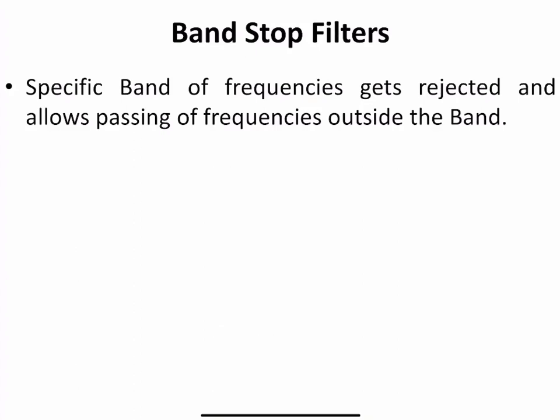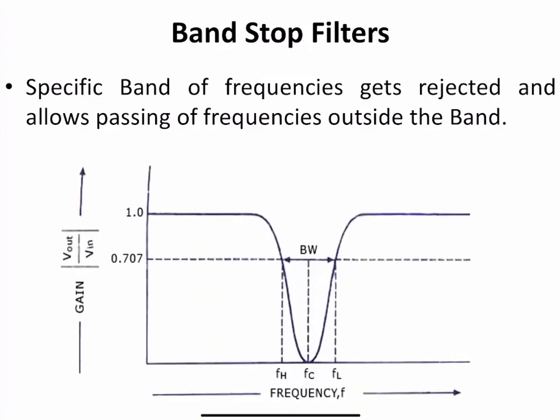Next is band stop filter. It rejects some specific band of frequencies and it passes frequencies outside the band. It is just opposite of the band pass filter. In the frequency response of the band stop filter, you can see between frequency FL and FH there is a stop band, above FH and below FL there is a pass band. This is just the opposite of the band pass filter. These are the filters according to the frequency responses.